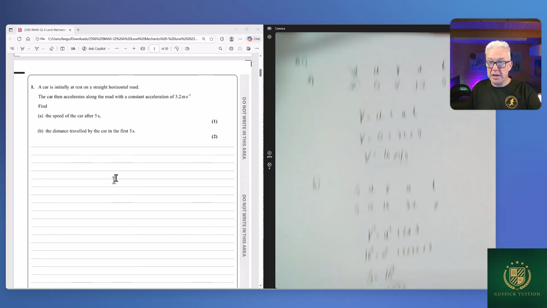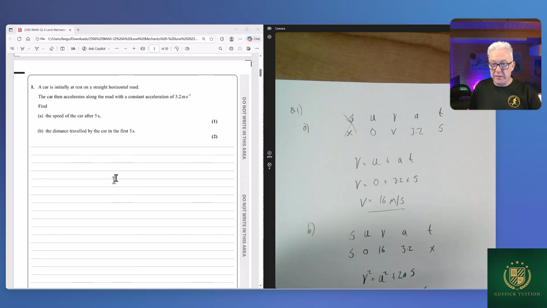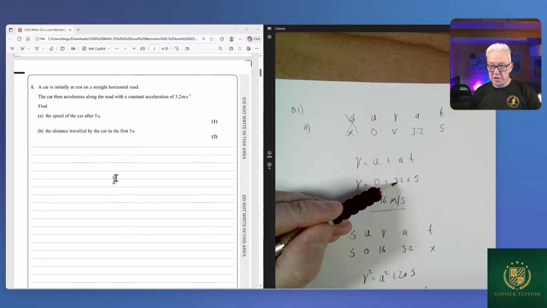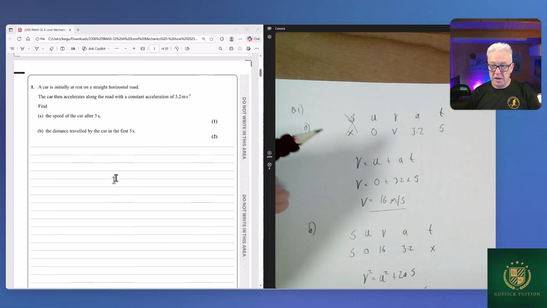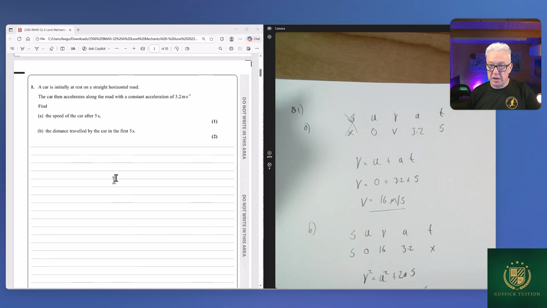So I now write down the SUVAT equation, V equals U plus AT, and sub in all the information. V is what we're trying to find. U is 0, the acceleration is 3.2 and the time is 5. So working that out, that gives me V is 16 meters per second.